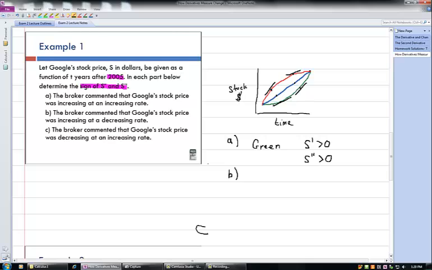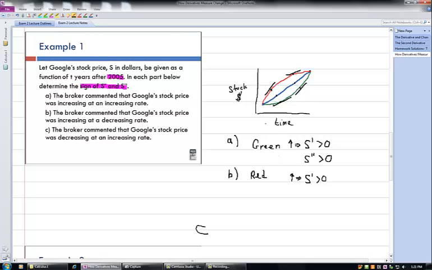Now let's look at part B. Part B says the broker commented that Google's stock price was increasing at a decreasing rate. And so instead of the green, this is going to be the red. For a similar reason, I have a positive slope here, and this one's less positive. So the rates are decreasing, the derivative is decreasing. And what I know is that S prime is still bigger than 0 because the function's going up.